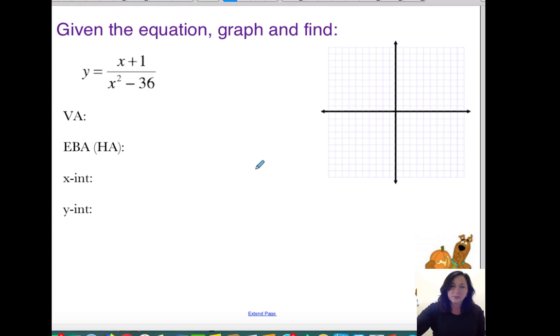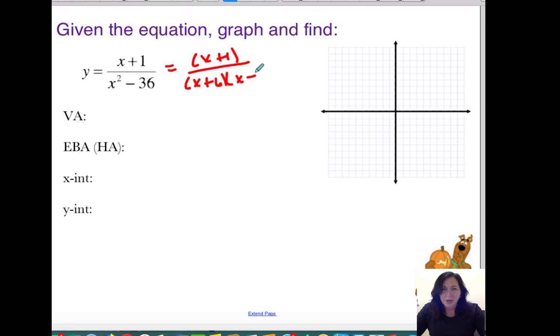The next question says, given this equation, graph and find. So graphing this equation, let's see what we've got. We have x plus 1 over this, which is a difference of 2 squares. So that's going to be x plus 6 and x minus 6. So I have nothing that I'm canceling out, which means that I have no holes. We do have this value up on top, which is my x-intercept. So that's going to be at negative 1, 0.